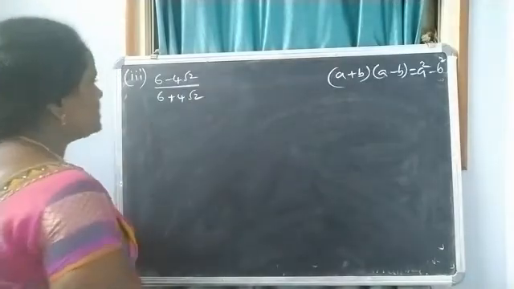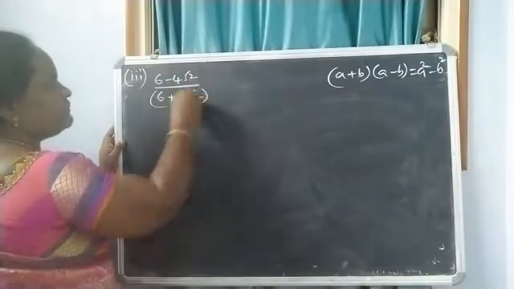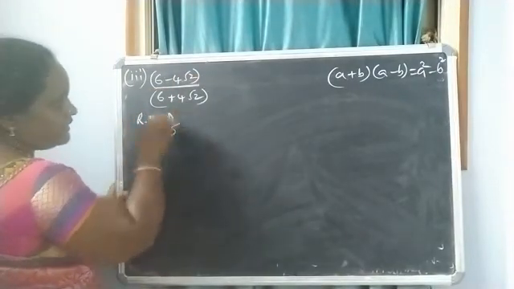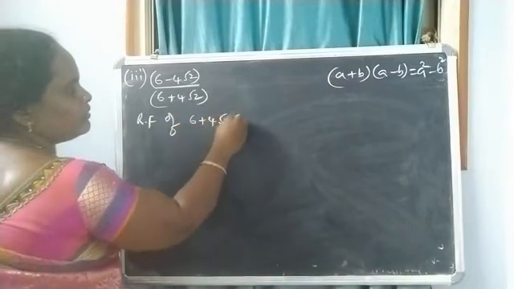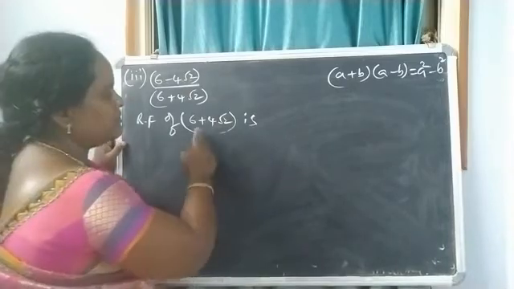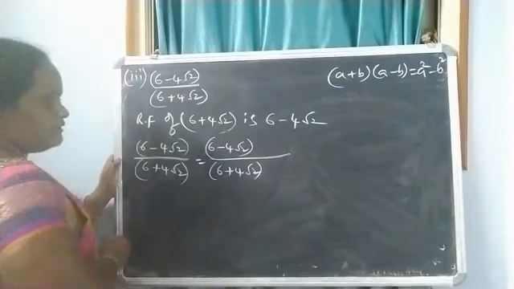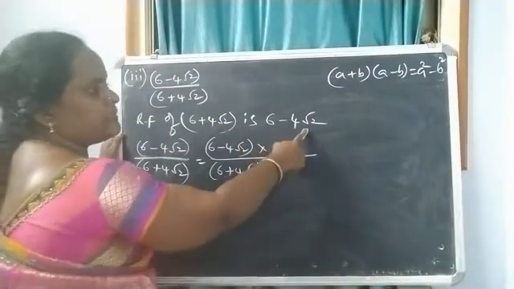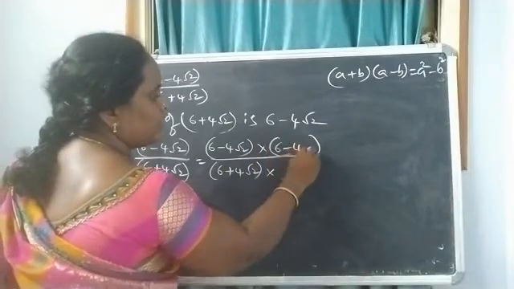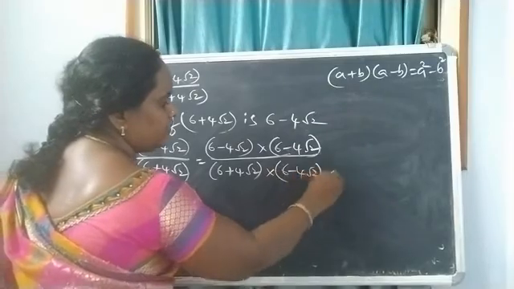Let us see the third question. 6 minus 4 root 2 divided by 6 plus 4 root 2. Let me write both of them inside the bracket. So the rationalizing factor of the denominator 6 plus 4 root 2, this is a plus b form, so the rationalizing factor will be a minus b. So what is a minus b? 6 minus 4 root 2. Now the given one needs to be multiplied with 6 minus 4 root 2 in the numerator as well as in the denominator. So I am taking the rationalizing factor in the numerator as well as the denominator.